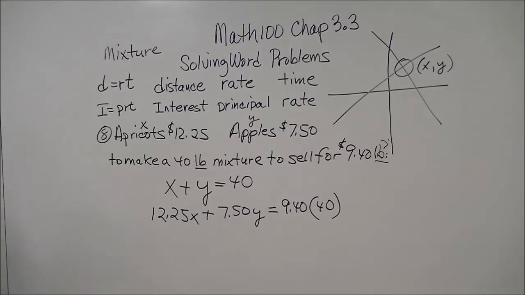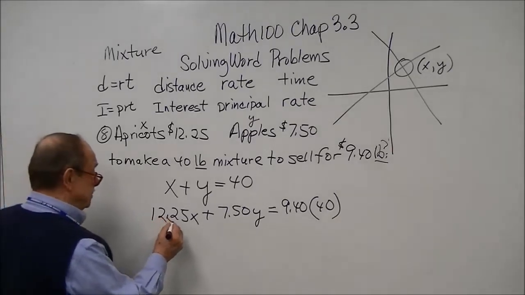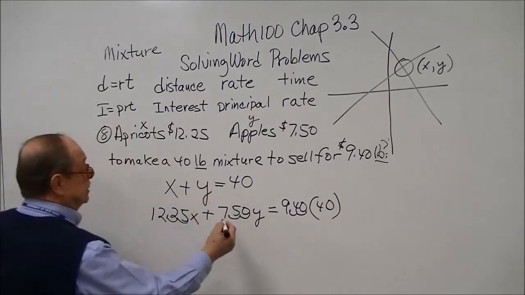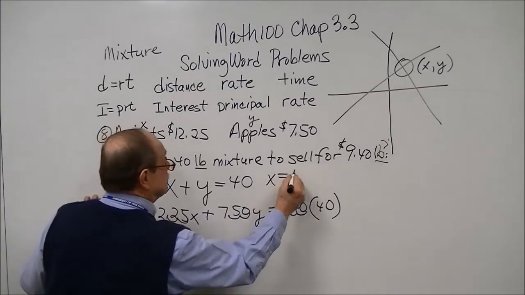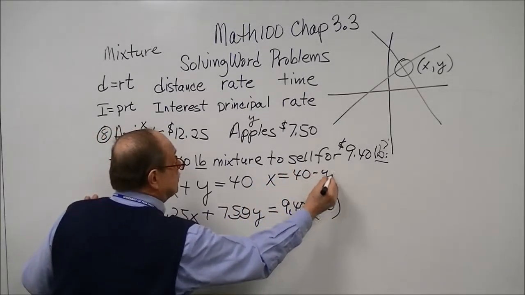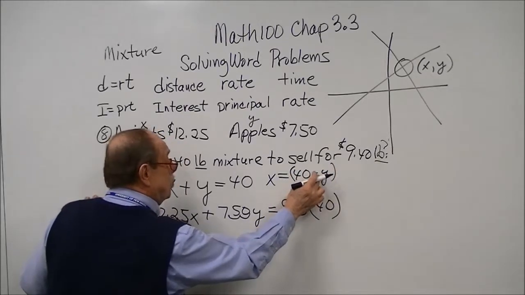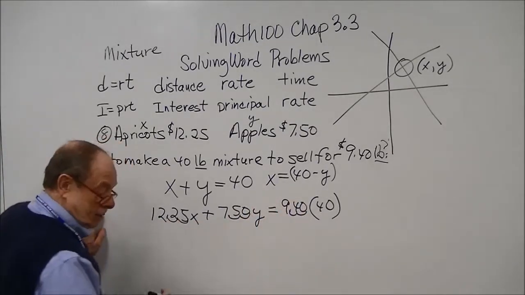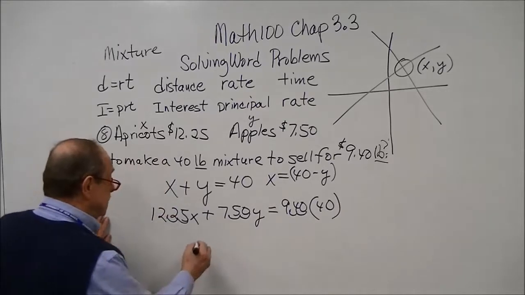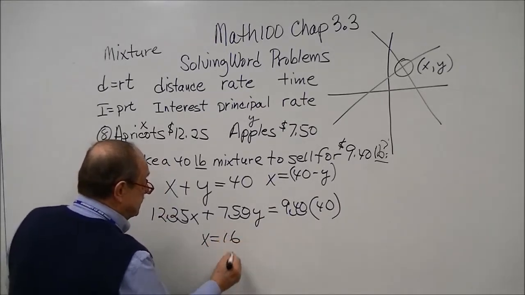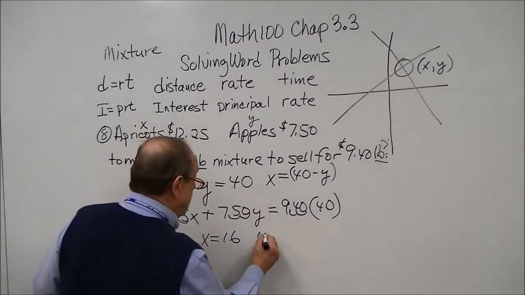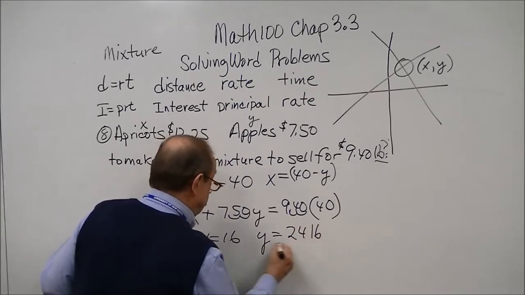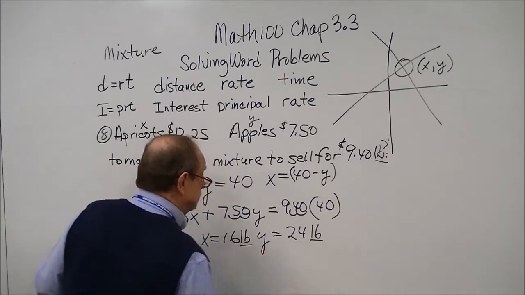So once again, how do you solve it? Well, get rid of the decimals. And then you're going to use substitution. And remember, the y are the apples. You put it into your other equation, grind it out, and interestingly, x is going to be 16, and y is going to be 24. And of course, these are pounds.